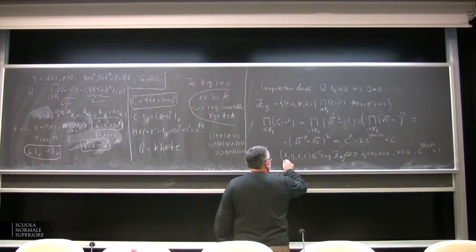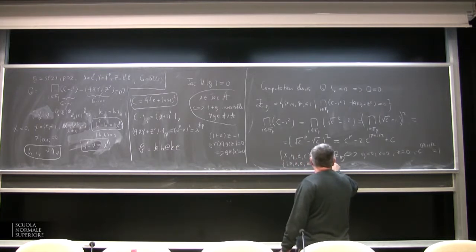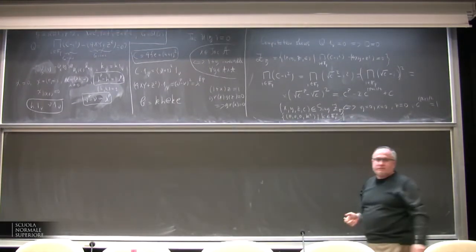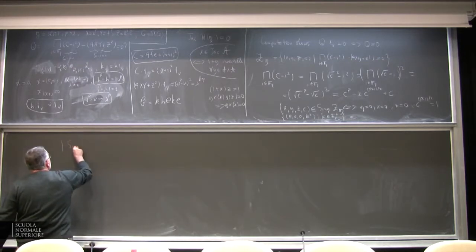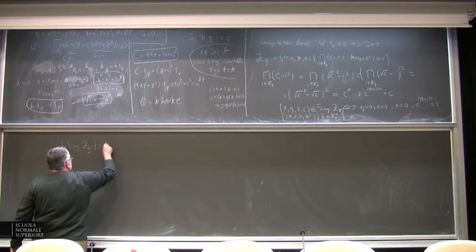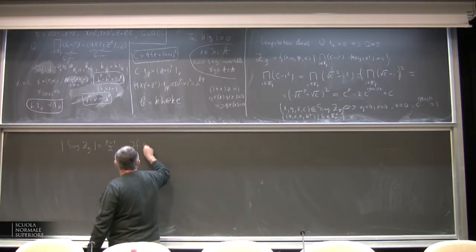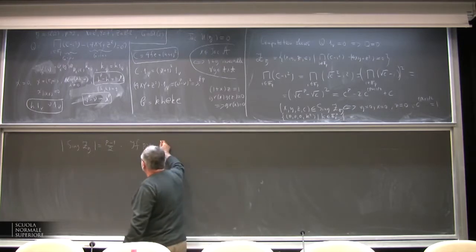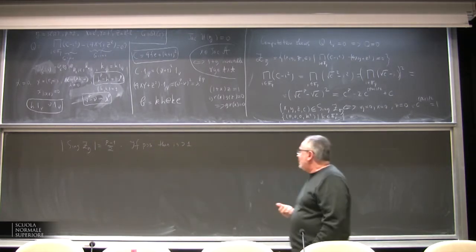So this means that the singular locus is a finite set that consists of elements (0, 0, 0, k squared), where k belongs to Fp star. So therefore, the number of singular points is equal to (p minus 1) over 2. Now suppose p is bigger than 3. If p is bigger than 3, this is bigger than 1. So there are finitely many singular points on this hypersurface.